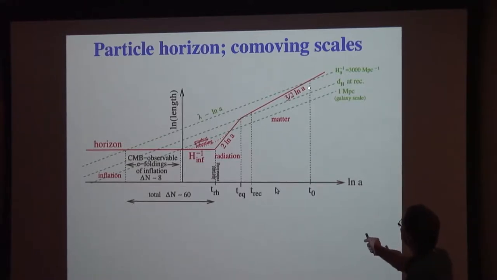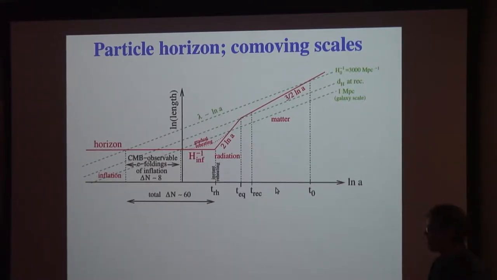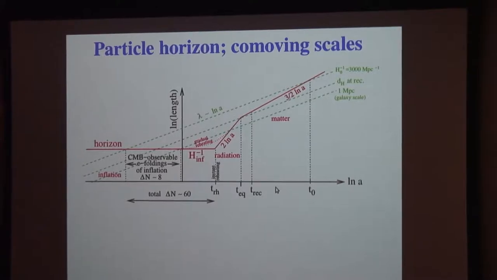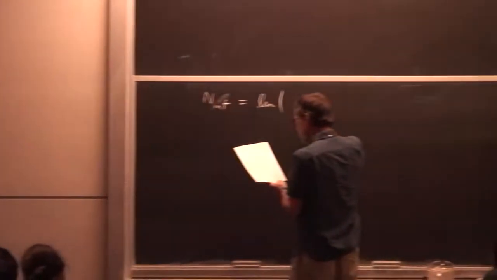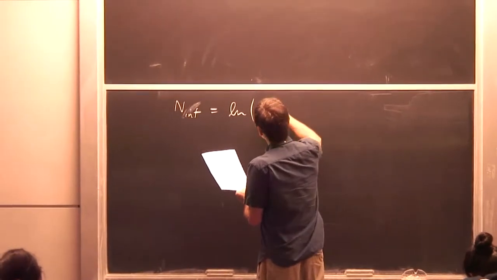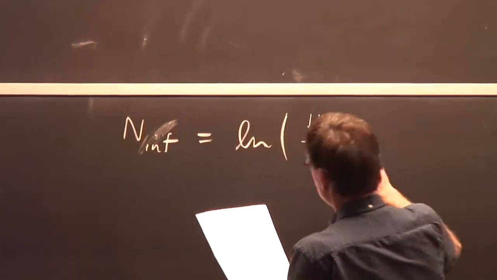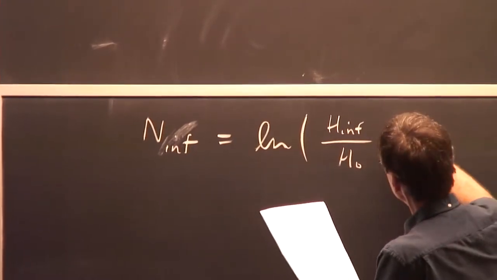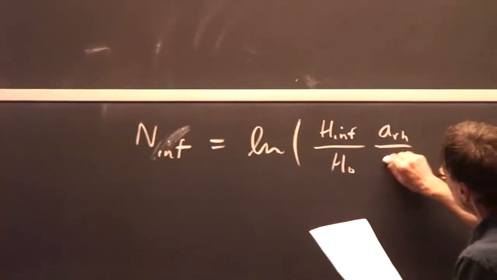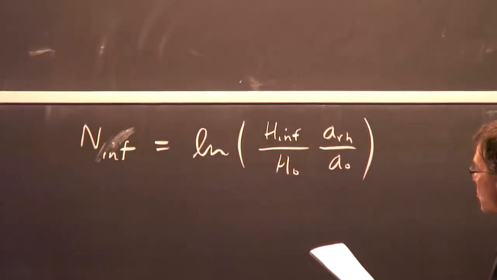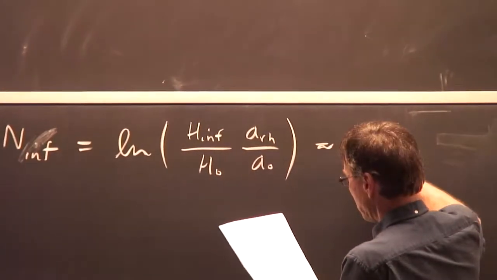Okay, so we are just looking at this leg of the triangle versus this leg of the triangle and saying the slope has to be 1. And so if you do that, then you get a very simple expression for the number of e-foldings during inflation. Solving the equation I wrote down before, you just get Hubble during inflation versus Hubble today, and the reheat scale factor versus the present scale factor, and this is approximate.